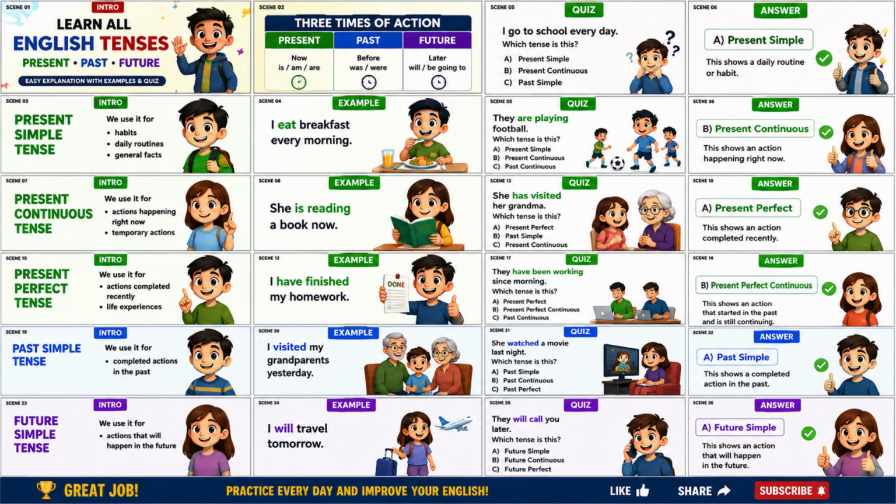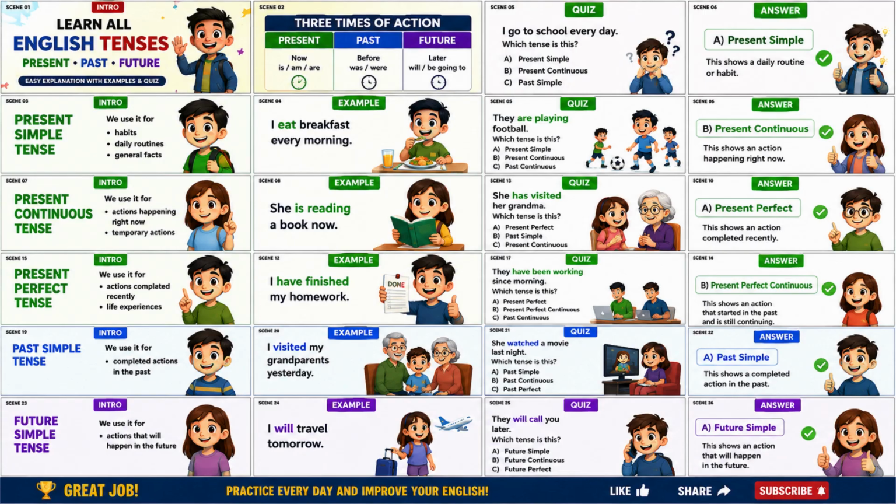And the last one, future perfect continuous tense. This shows how long an action will continue before a future moment. Example, I will have been studying for 3 hours by 9 p.m. They will have been traveling all day.